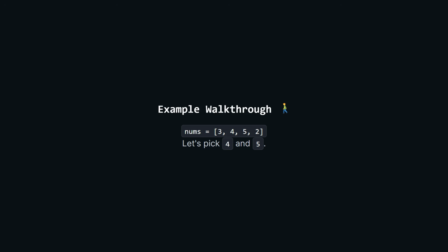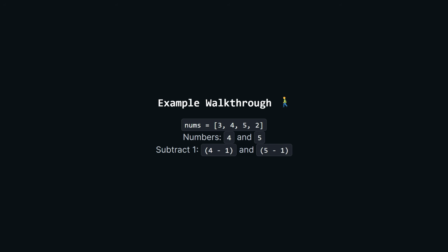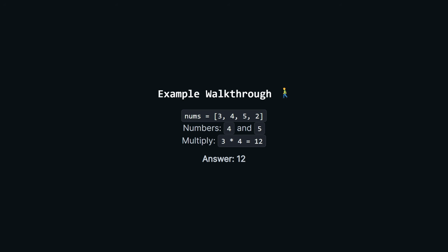To get the biggest product, it makes sense to pick the two biggest numbers in the list. So let's pick 4 and 5. Following the rules, we take our 4 and 5 and subtract 1 from each of them. This gives us 3 and 4. We multiply 3 by 4 to get 12, and that's our maximum possible product.